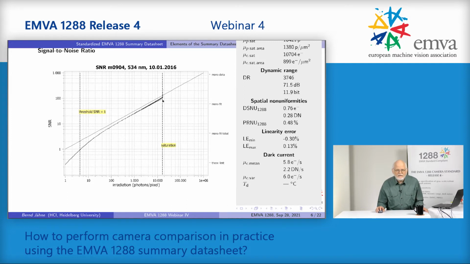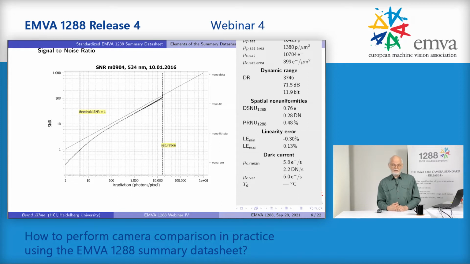You can see that on the dashed line. The dashed line is the total SNR. It deviates only close to saturation a little bit. So again, this is a camera whose quality is really dominated by temporal noise, and all the non-uniformities have actually been suppressed very well. So that is the question of non-uniformities.